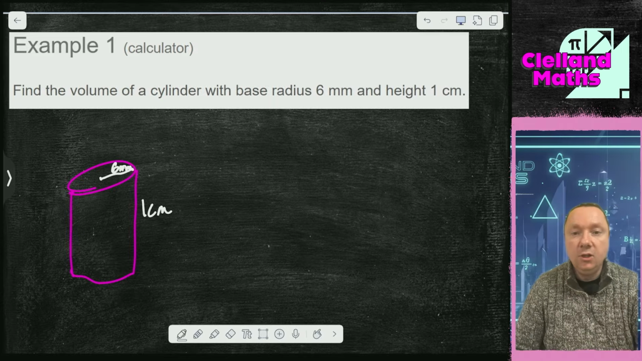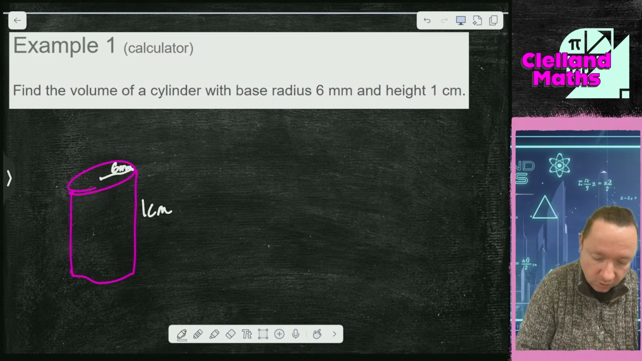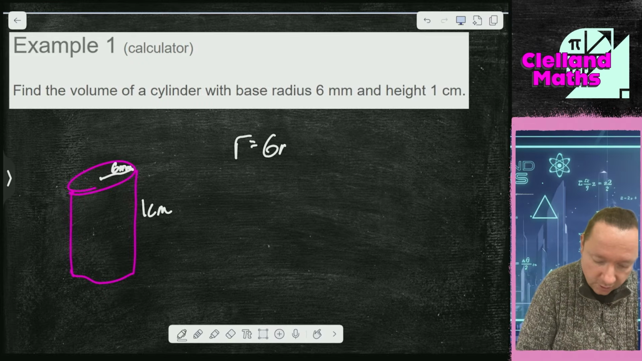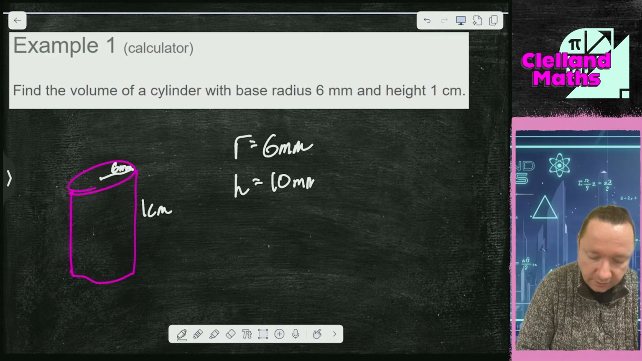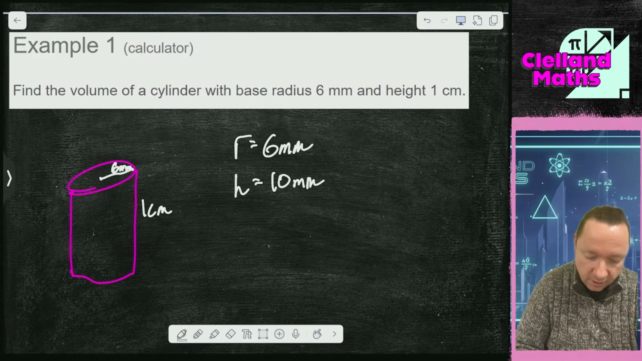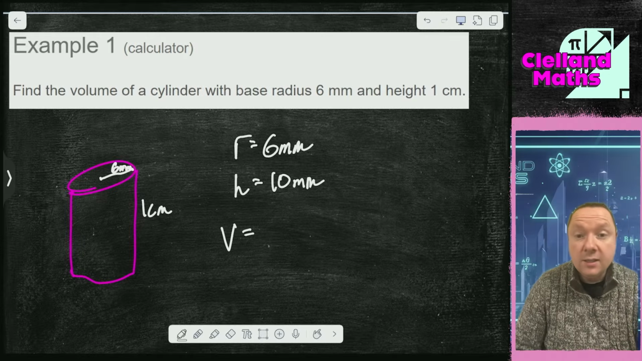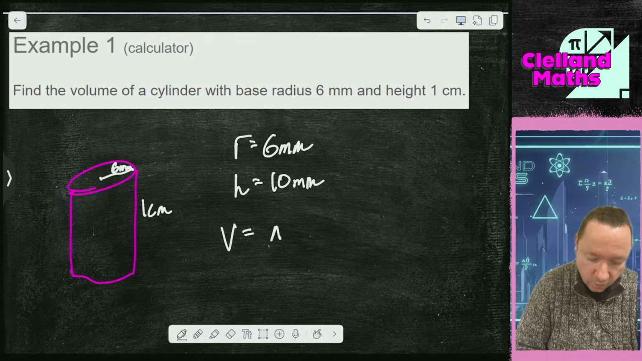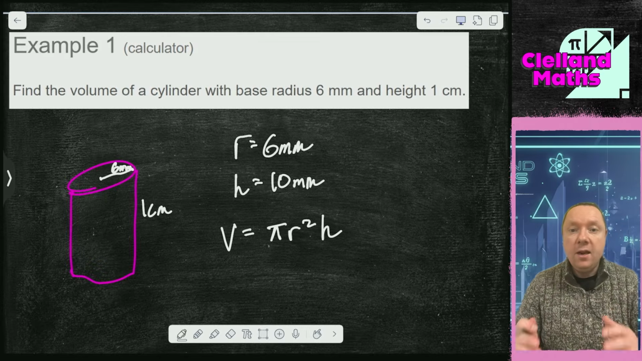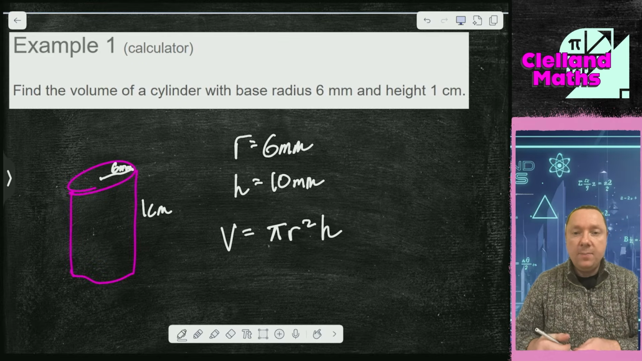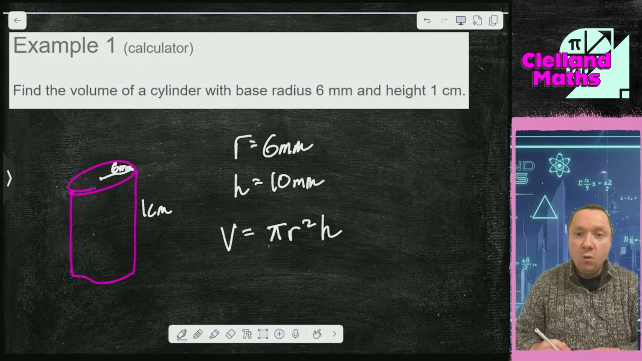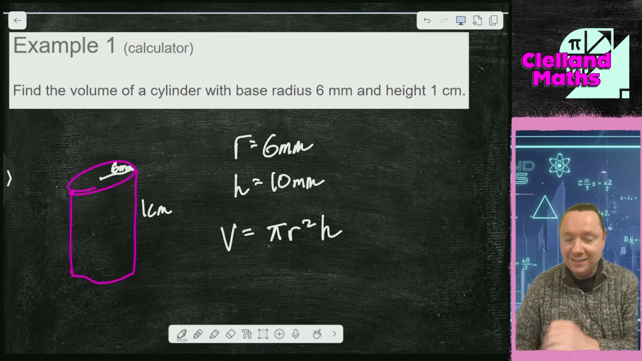Well, they're not consistent units, so I need to make them consistent. So I've got a radius of 6 millimeters, but the height is 10 millimeters, as there are 10 millimeters to a centimeter. And the volume of our cylinder is πr² times h, area of a circle times the height. If you don't forget that, the start of the exam paper tells you that the volume of a cone is 1/3 πr²h. So drop the third, and you've got a cylinder.